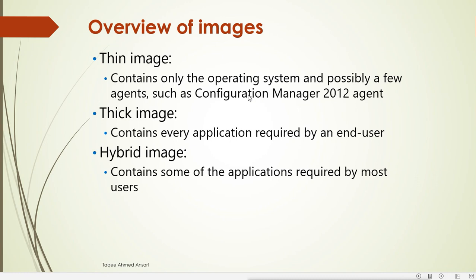Now those image files have 3 types: thin image, thick image, and hybrid image. We can have these 3 types of images. First, thin image. A thin image contains only the operating system and possibly a few agents such as the Configuration Manager 2012 agent. Now this is the normal image which we have. We have just used that image to install the operating system. That is the normal image, the thin image, which contains only the operating system and possibly a few agents such as Configuration Manager. That Configuration Manager is used to configure the server during the installation.